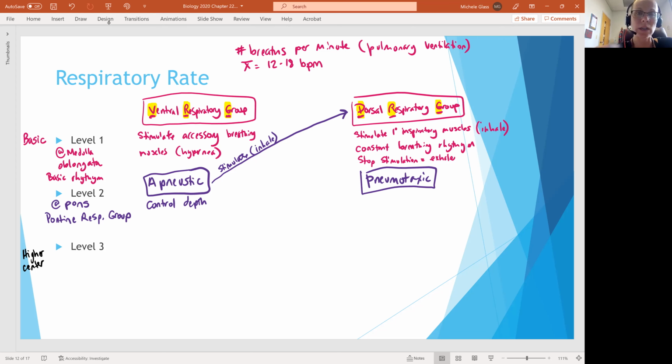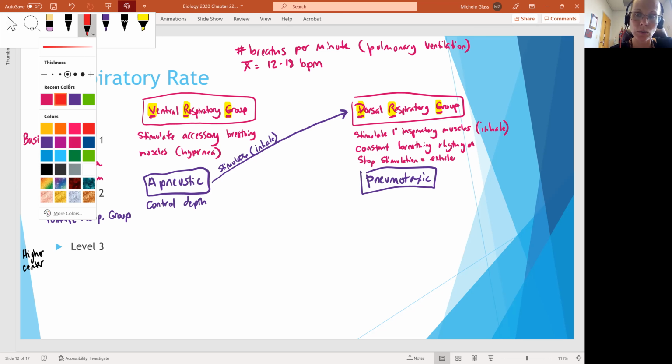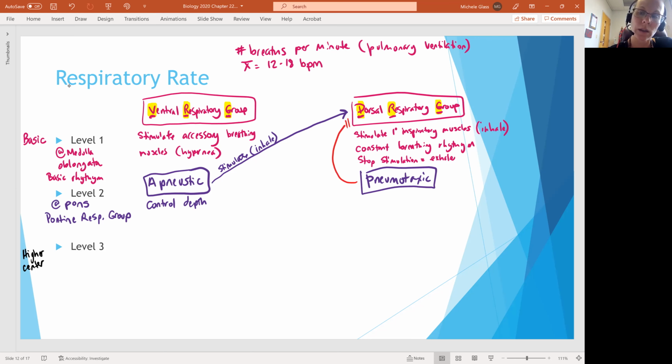The apneustic, I'm going to grab a red color to show an inhibition. Excuse me, the pneumotaxic is going to inhibit the DRG. Which then would be our exhale. So the pneumotaxic is allowing for relaxation. So this is controlling the rate, the overall rate.